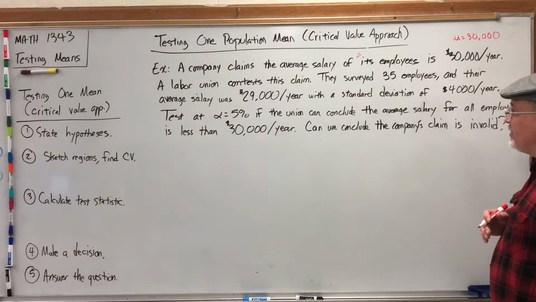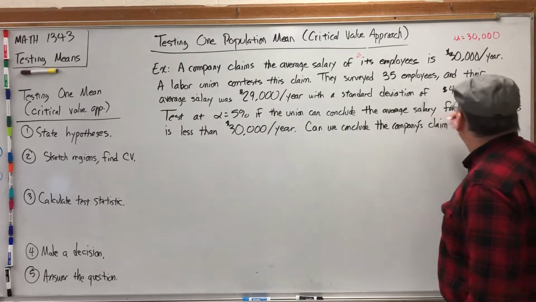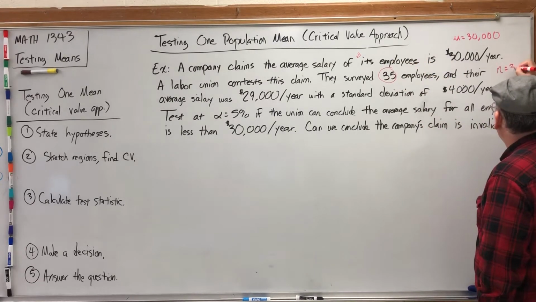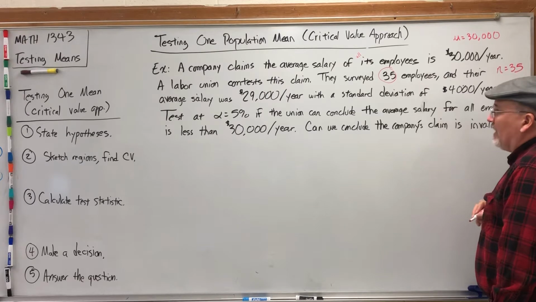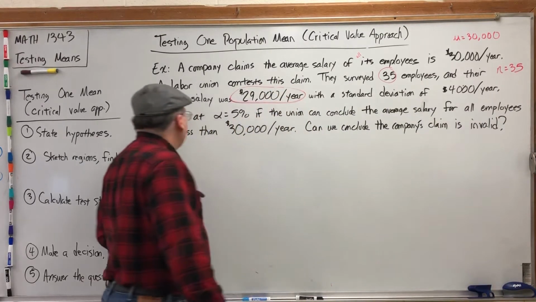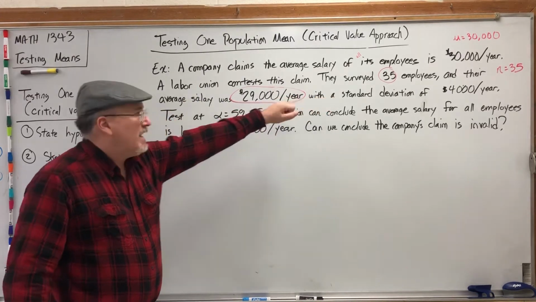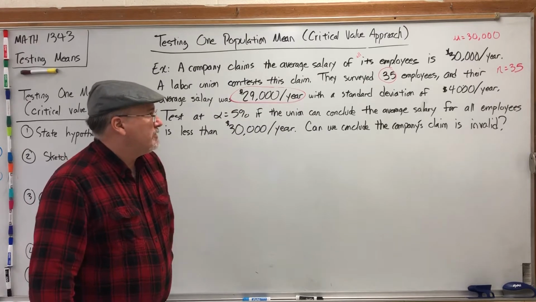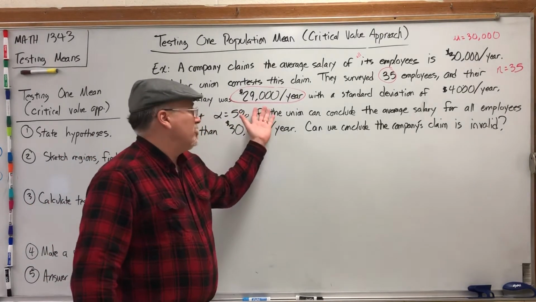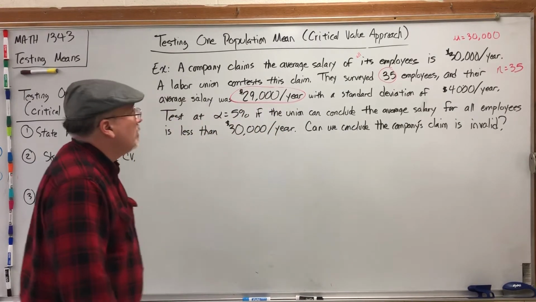A labor union can test this claim. They surveyed 35 employees. There's our sample size. So right here, we can pull out n equals 35. And their average salary was $29,000 per year. It's an average, but it's an average from a sample of 35 employees. How do we know there's not more than 35 employees? Well, if there were only 35 employees, then this would be the exact average and not just the average for a sample. And there'd be no need to contest it.